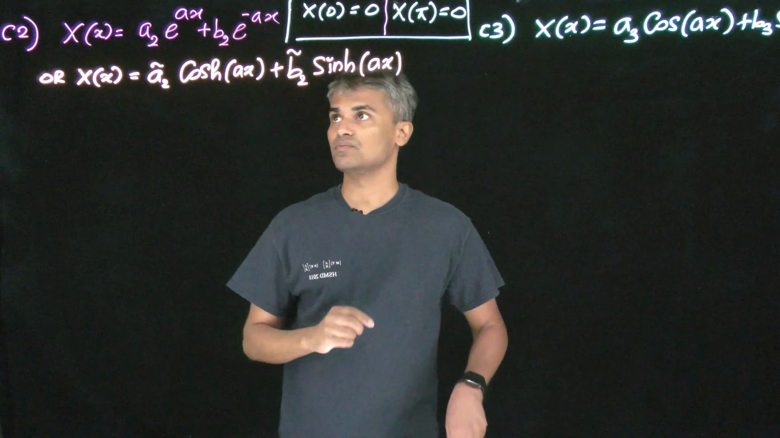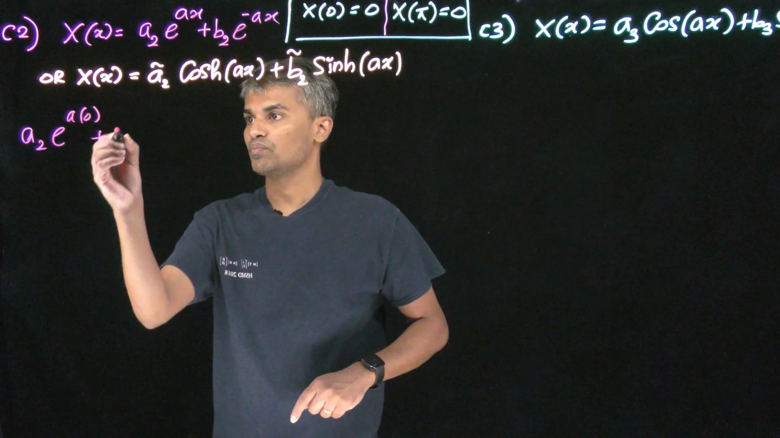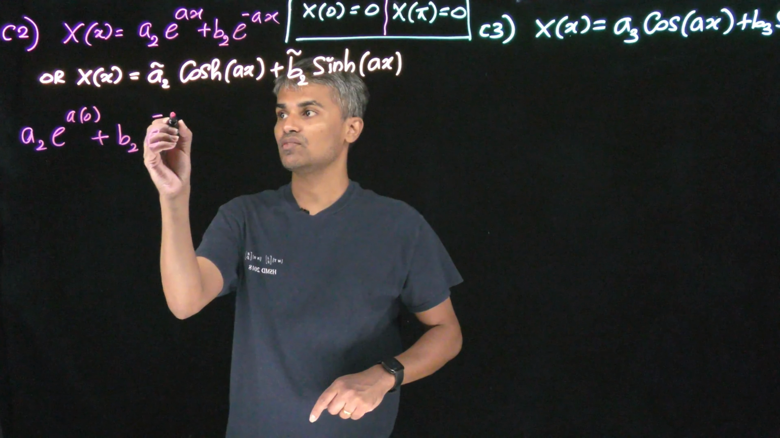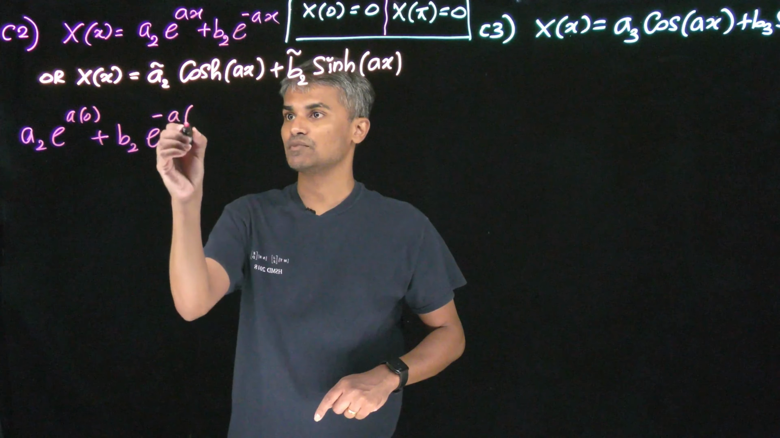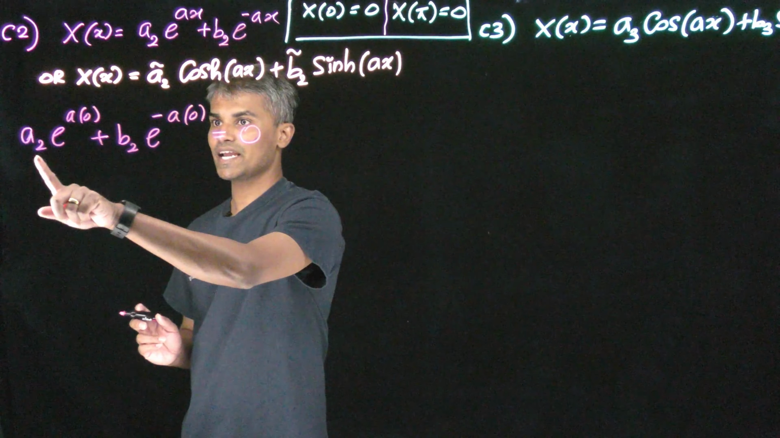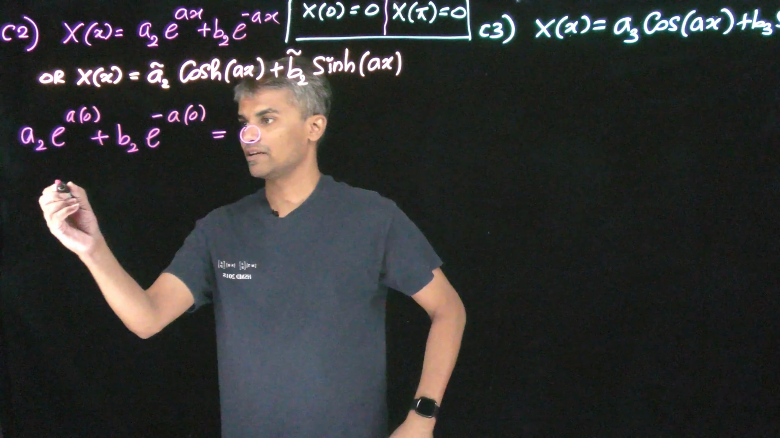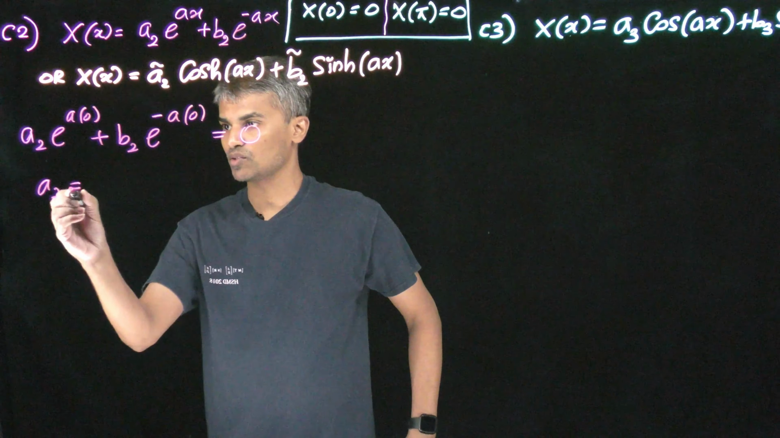Okay. The first boundary condition says when x equals 0, your big X of x equals 0. So now if you evaluate this at x equals 0, you will get a2 e to the a times 0 plus b2 times e to the negative a times 0, and this summation equals 0. Okay. So this is e to the 0, and e to the 0 is 1. Basically we have a2 plus b2 equals 0. It means a2 equals minus b2.